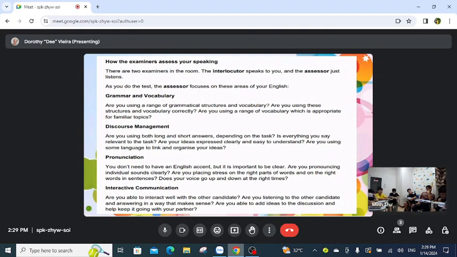And then, are you using the structures, the grammatical structures, and the vocabulary correctly? Are you using the correct word to describe the correct thing or person in the picture? Now, this one is important. Are you using a range of vocabulary, a lot of different vocabulary, which is appropriate? It is correct for that particular topic. So you use the correct words for the topic that you are speaking about. And we're going to practice this when we speak just now.